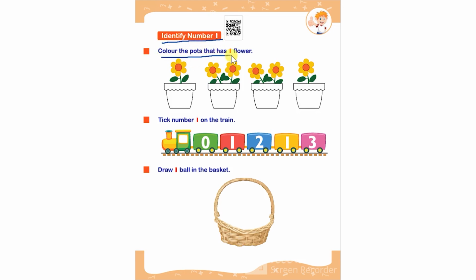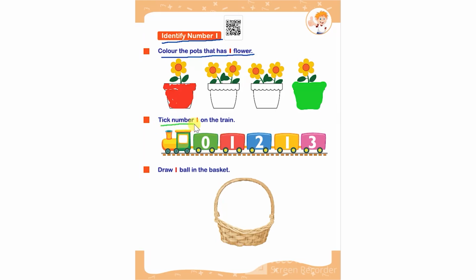Color the pots that has 1 flower. So, the child has to color the pots that has 1 flower. So, one is this one. So, they can use crayons or pencil colors to do the same. And next is this pot. It has also 1 flower.